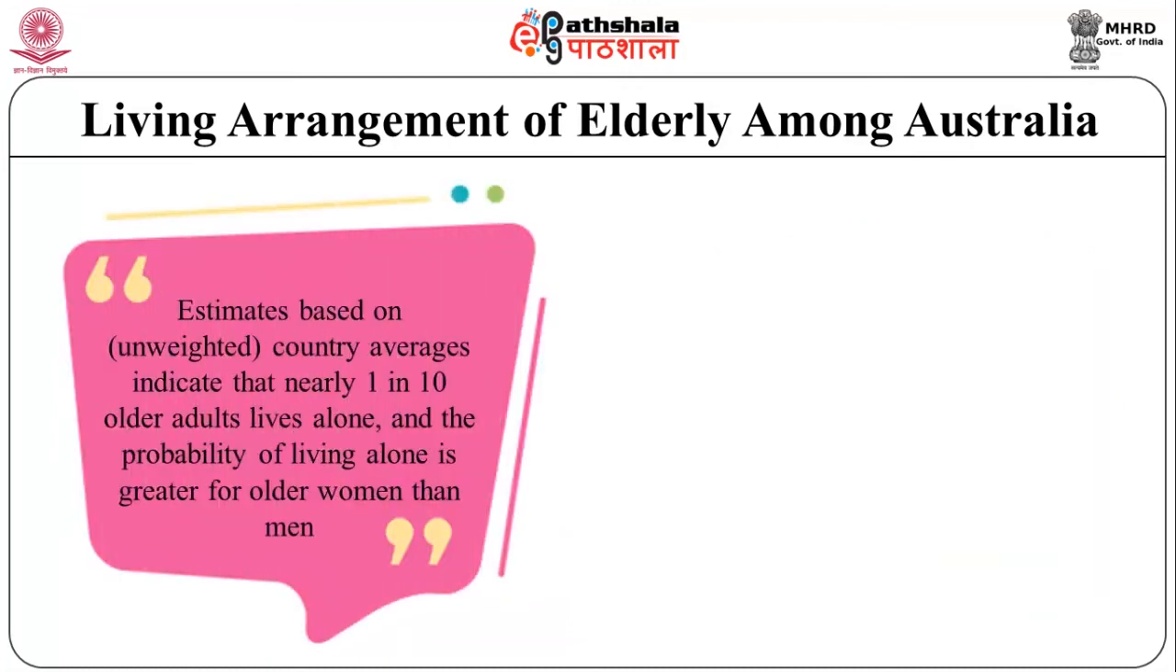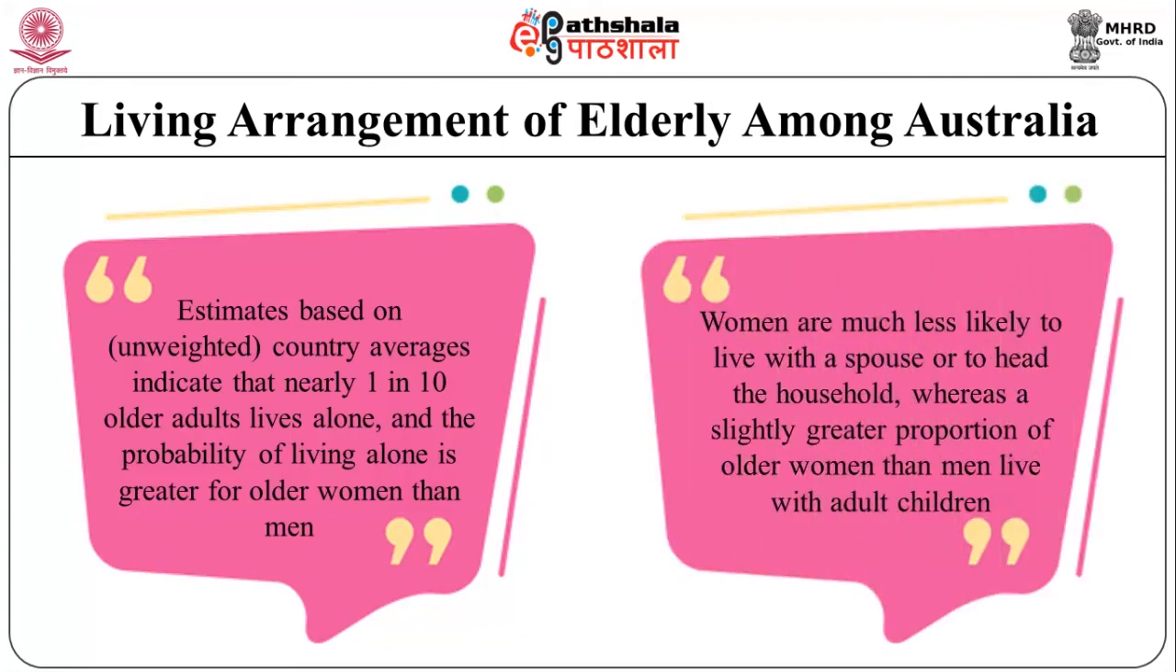Estimates based on unweighted country average indicate that nearly 1 in 10 older adults live alone, and the probability of living alone is greater for older women than men. Women are much less likely to live with a spouse or to head the household, whereas a slightly greater proportion of older women than men live with adult children.